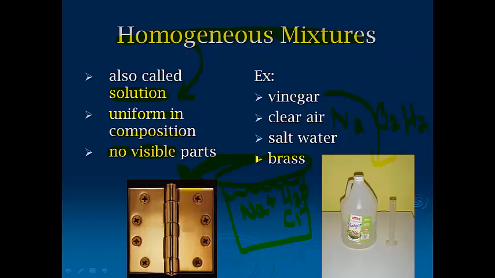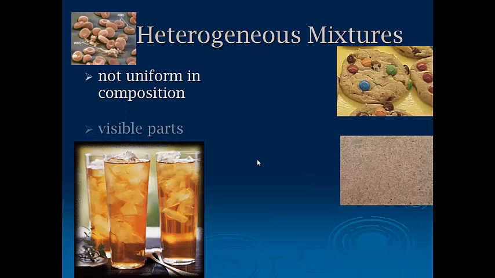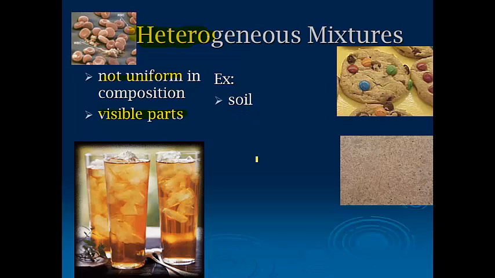Brass is another example. It's a little bit tougher to conceptualize, but brass is a mixture of two different metals that are mixed together at a very high temperature. When they cool down, you can't see the different metals that are there. It appears uniform. Okay, now heterogeneous is going to be the opposite. The prefix hetero usually means different. These are things that are not uniform in composition, that do have visible parts that you can see.